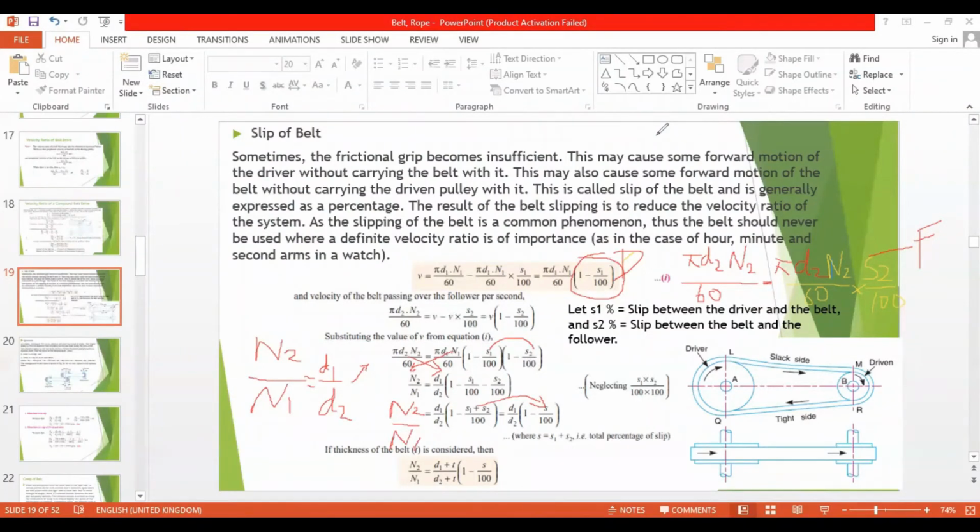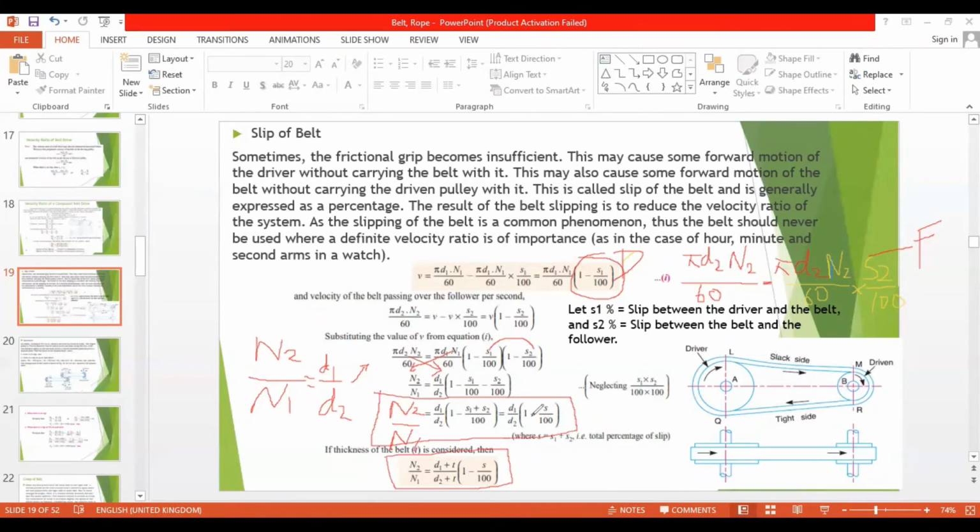If you consider the thickness also, then as previously done, the thickness would be added to the diameters. So n2/n1 equals (d1 + t)/(d2 + t) × (1 − S/100). This is the final equation if the thickness is considered, and the previous one is the final equation if the thickness is not considered or can be neglected.